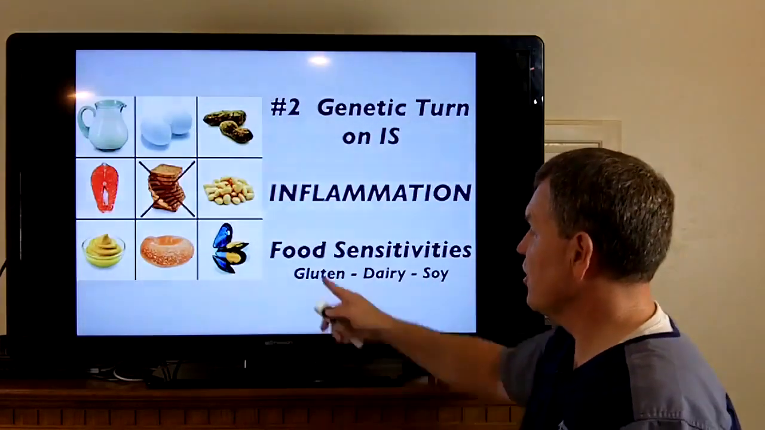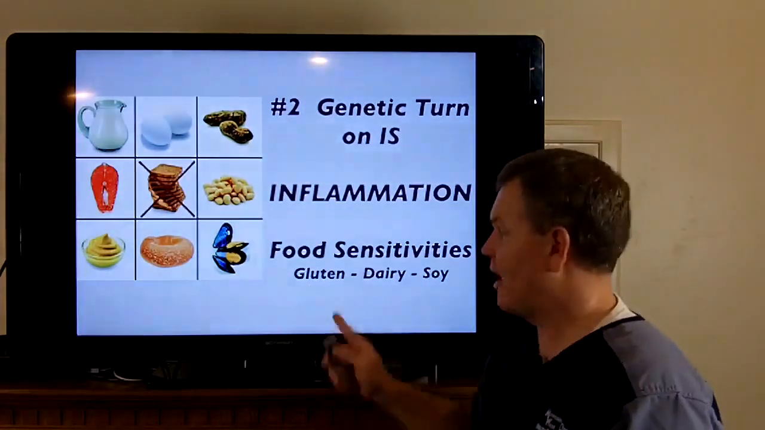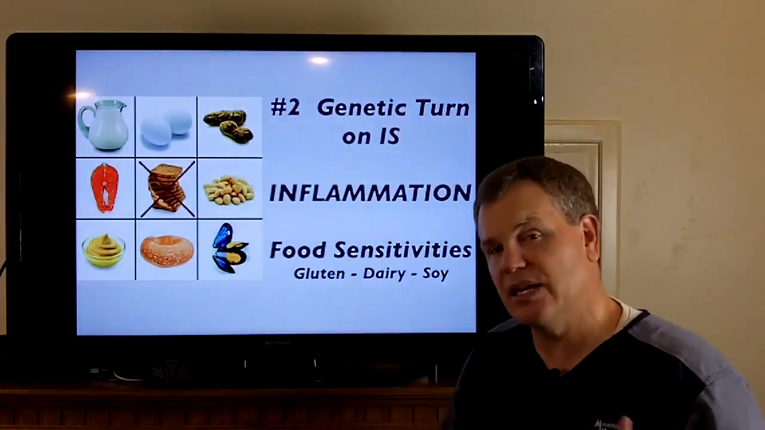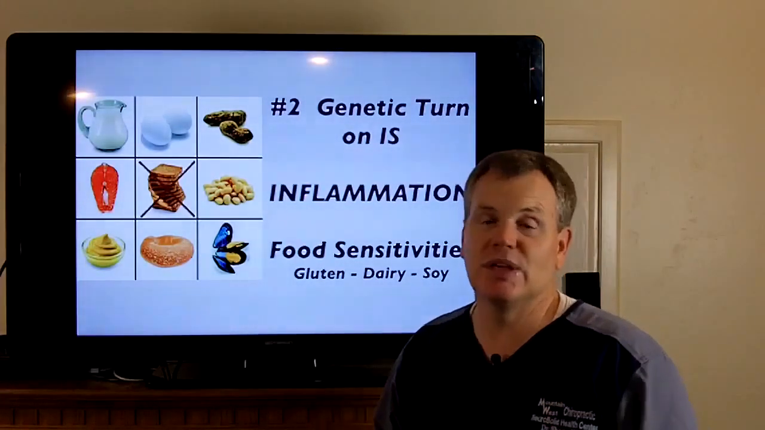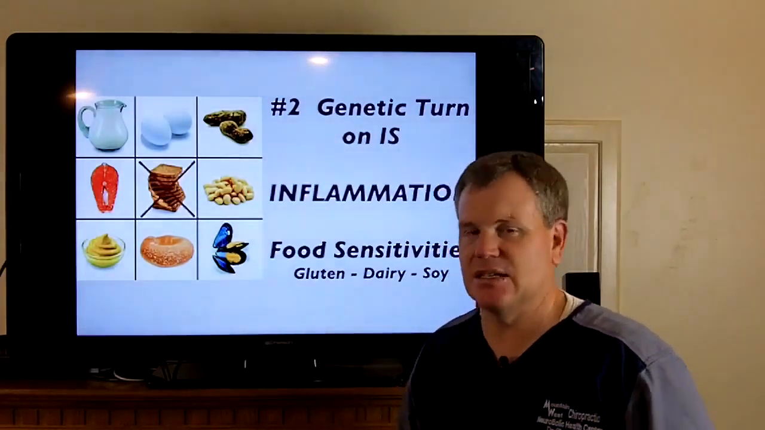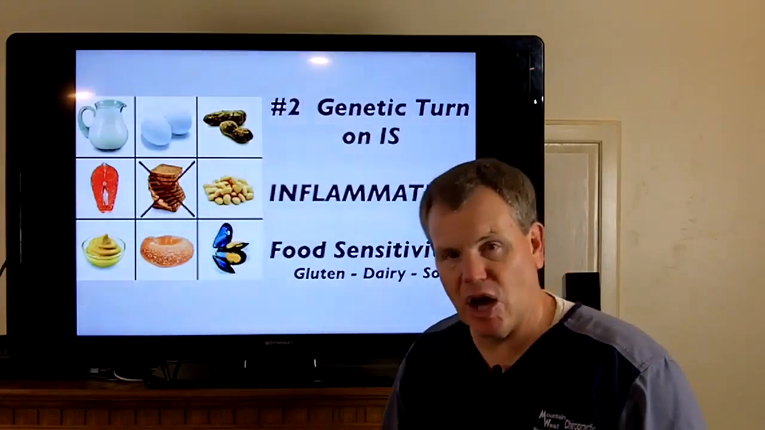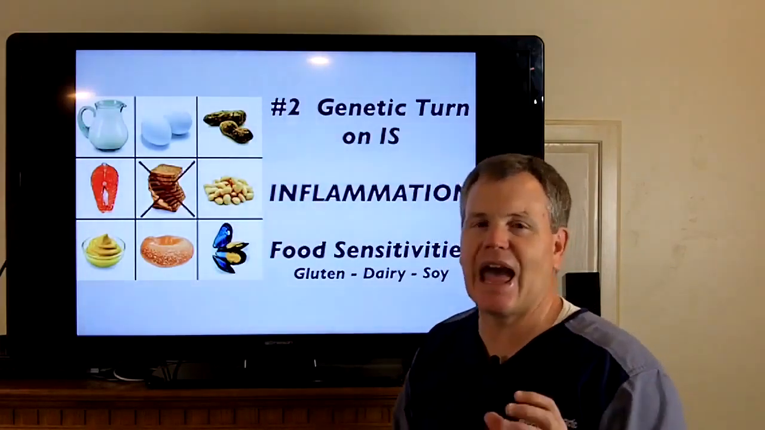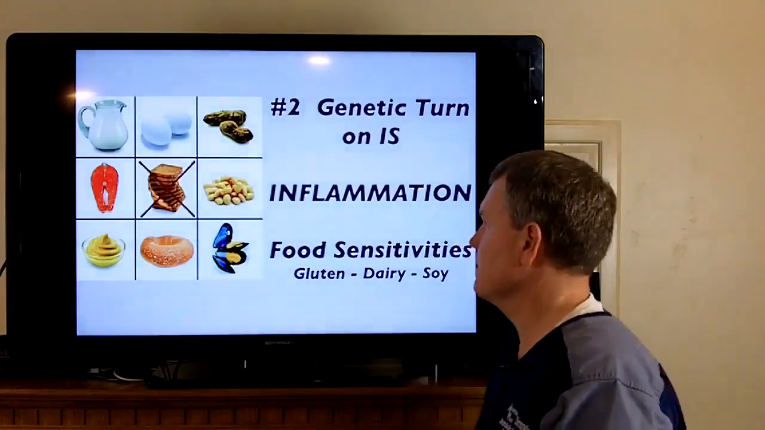So the biggest thing is food sensitivities. We have gluten, dairy, and soy are the biggest 3. Now, unfortunately, gluten is the number 1. And I hate to tell you this, but it just is. And gluten, unfortunately, is found in a lot of things. It's not gluten, it's what is called the gliadin molecule.